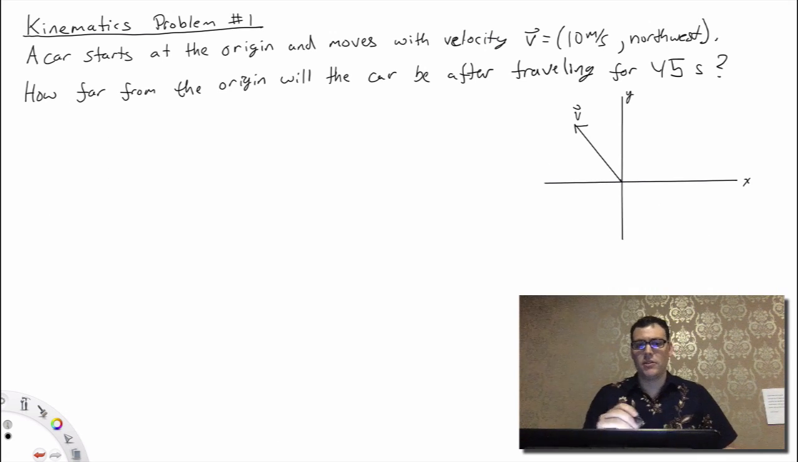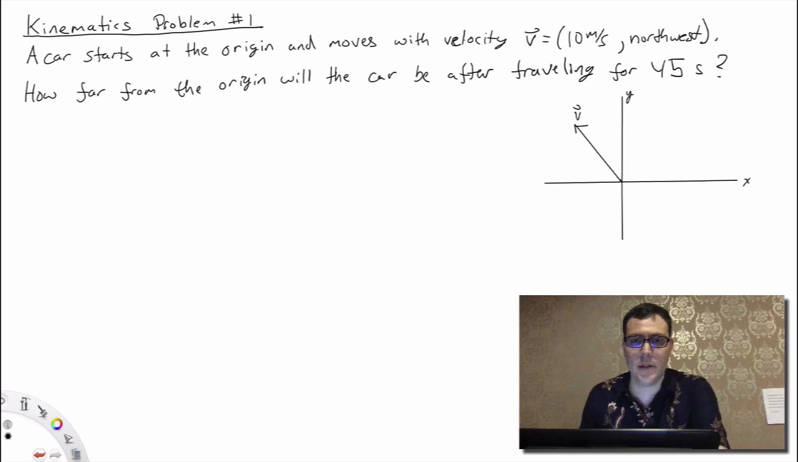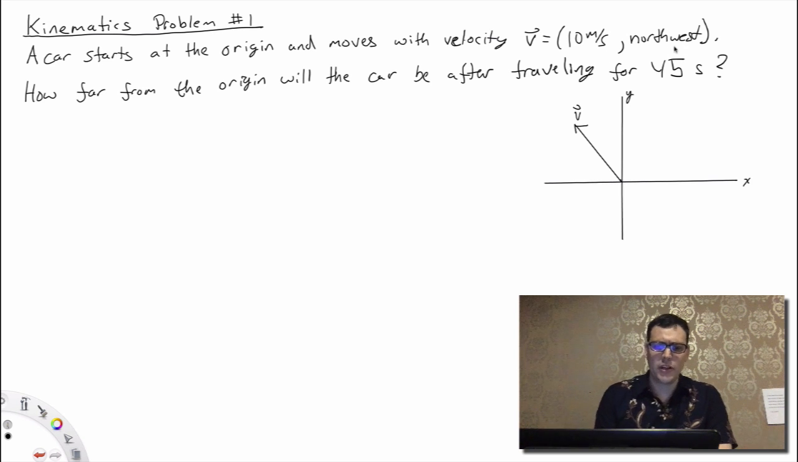We're going to start off with some kinematics problems. This will be problem number one. We're going to start off with a rather simple problem. It's going to be a car that starts at the origin and moves with a velocity where the velocity vector is 10 meters per second in the northwest direction. And the question asks, how far from the origin will the car be after traveling for 45 seconds?